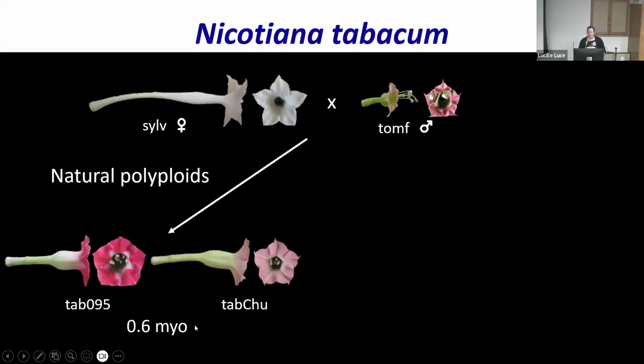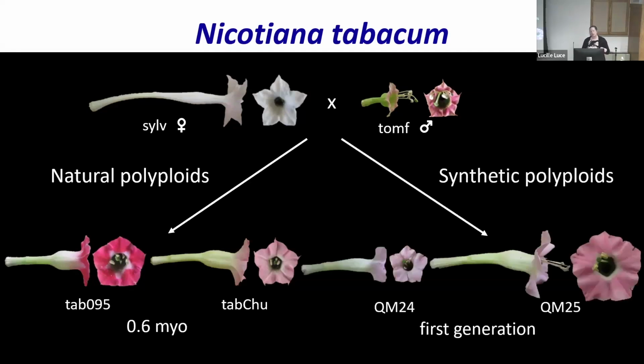We have these natural polyploids, like I showed you already, that are 0.6 million years old. And we have some different accessions that have some variation in flower color. We have these really bright magenta ones and some light pink ones. But we also have synthetic polyploids that we have created, not me, I use them, other folks have created in the lab, where we have first generation polyploids, so we can get an idea of what's happening immediately following polyploidy, to then compare that to what's happening over evolution in our natural ones.